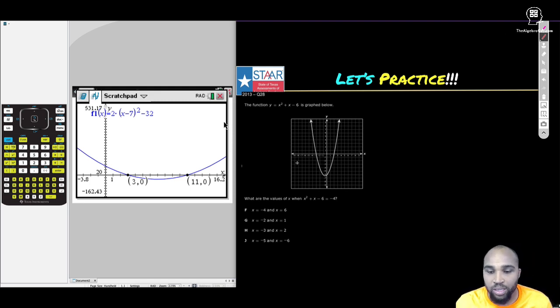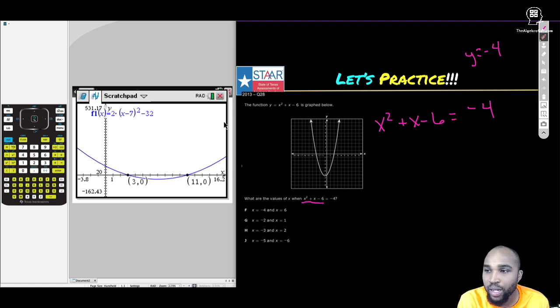So let me make sure it makes sense to you. So what they're saying is that we have this equation right here, x squared plus x minus 6. Let me write it bigger up here. X squared plus x minus 6 equals negative 4. So we have this equation, and that's this parabola right here. And then we really have another equation that says y equals negative 4. And y equals negative 4 is simply a horizontal line going through negative 4.